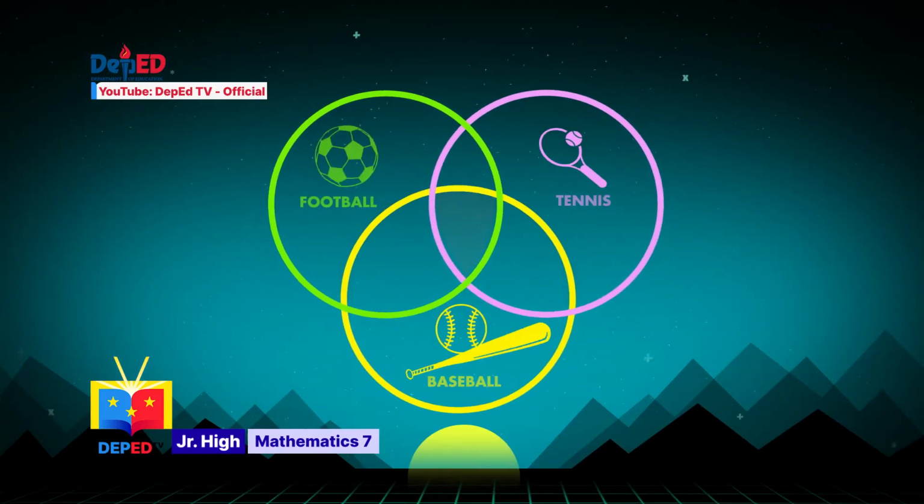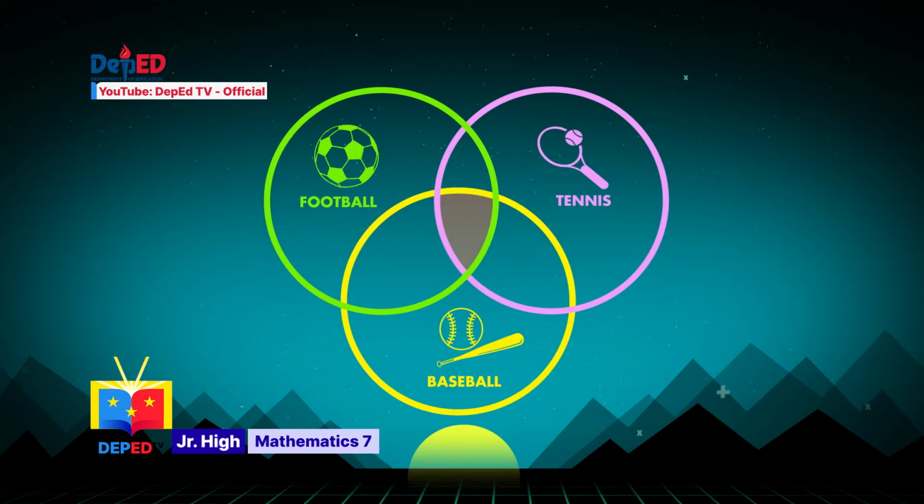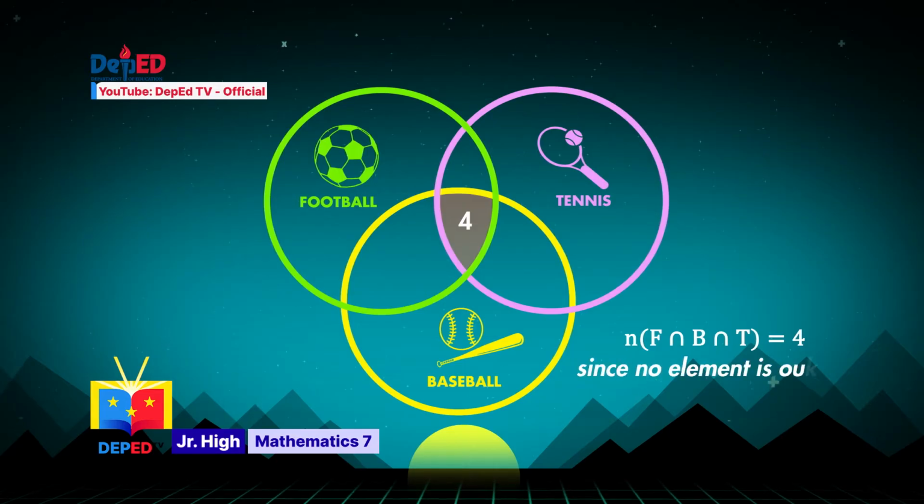Well, you also have to account for the cardinality of the set represented by the region found in the innermost part of the diagram, where all 3 circles intersect. The last given points us to the cardinal number for this set. Therefore, N of F intersection B intersection T is equal to 4. Also, as hinted in the Venn diagram, there are no elements found outside the three circles because each member of this class is in at least one of these sports.